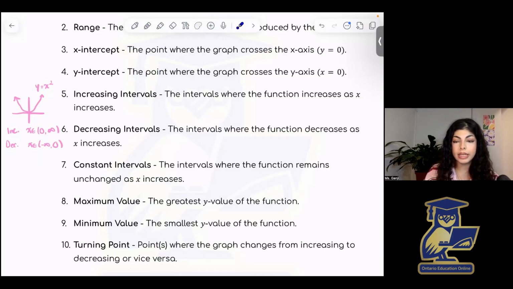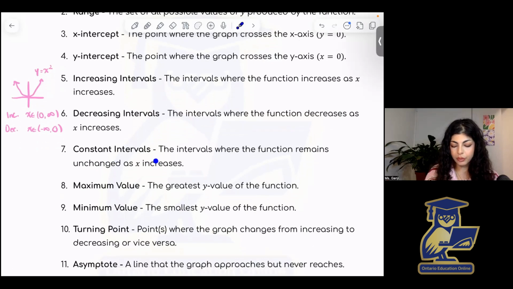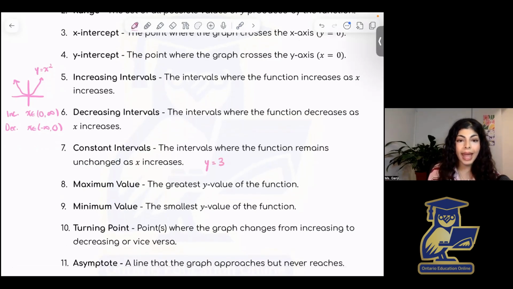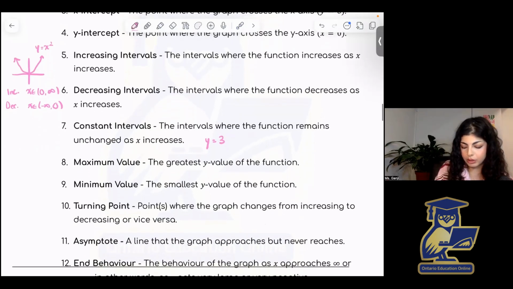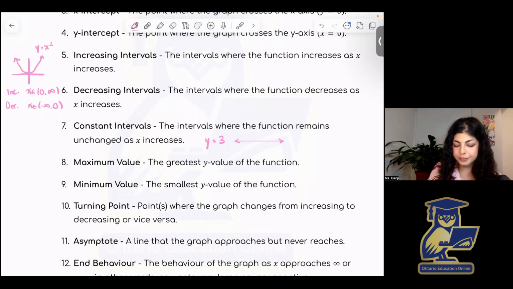So we can't actually say that the quadratic function is an increasing function or a decreasing function because it has different intervals. Then we have a constant interval, where this is intervals where the function remains unchanged as x increases. So consider y is equal to 3. Any x, this is our horizontal line, right? This is just a horizontal line where y is equal to 3. So as x is changing, y doesn't change.